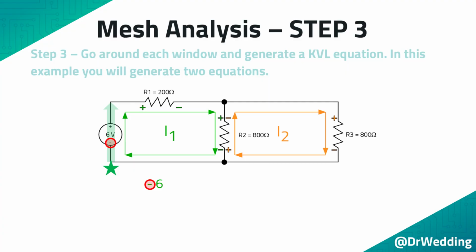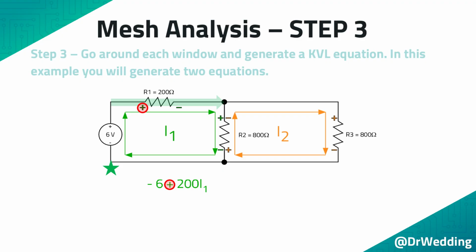When going up the left side, you encounter a minus sign first, so the equation starts with a negative sign. KVL is made up of voltages, and this is a 6-volt power supply. So in the KVL equation, this is a constant. Therefore, the equation starts with -6.